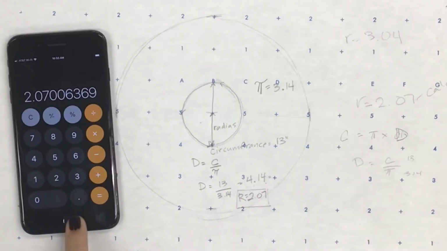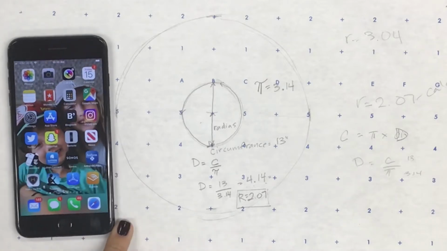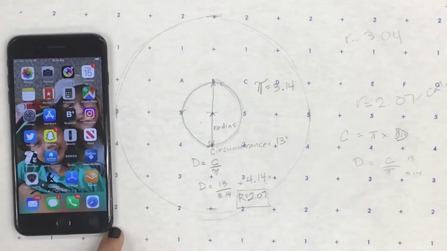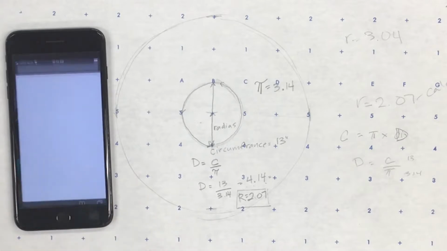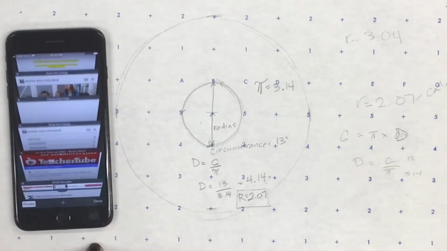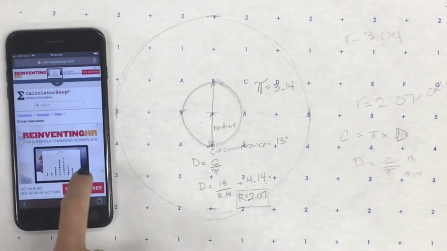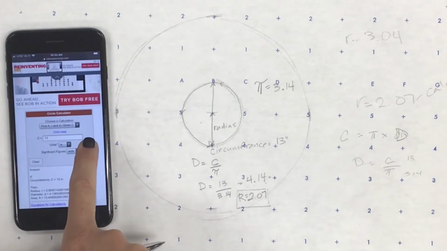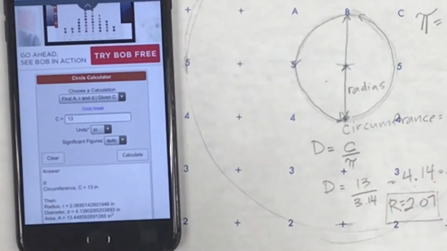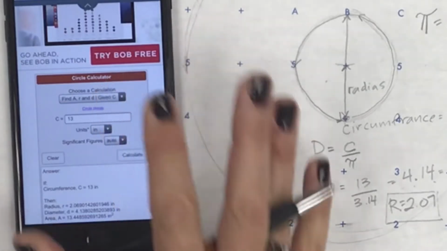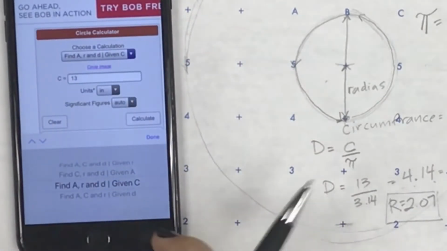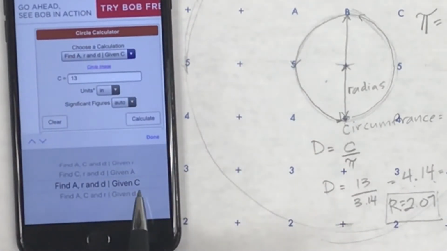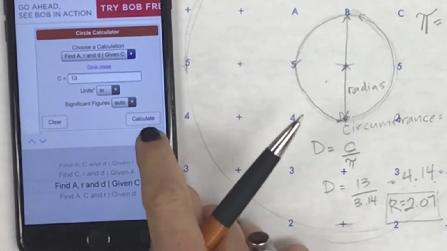That's how I figured it out. Now, that's the explanation way. But another fun way is to go to a calculator. The internet is amazing. There are all kinds of circle calculators in the world. Awesome. So this one, I'm saying I have my circumference, given C, circumference, find all these other things: area, radius, and diameter. Done. That's what I want.